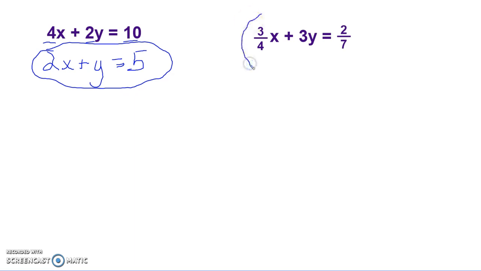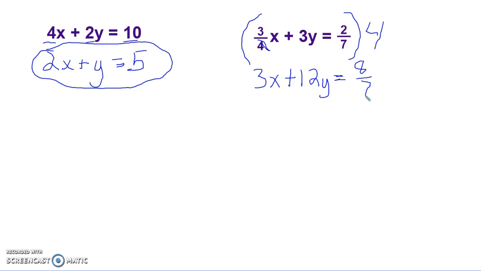In order to get rid of that, we're going to do this huge distributive, and we need to multiply everything by 4. Multiplying everything by 4 gets rid of the 4 in the denominator here. But what we do to one thing, we have to do to absolutely everything. So 3/4 times 4 gets us 3x. Then 3 times 4 gets us 12y. And then 2/7 times 4, we end up with 4 times 2, which is 8/7.